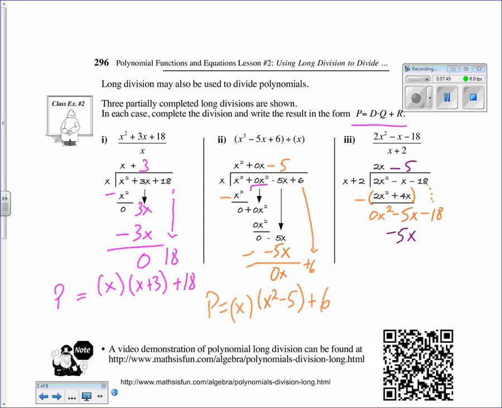Minus 5 times 2 is minus 10. I need to remember I have to subtract that. Negative 5x minus minus 5x, that's 0x. That's what I want to have happened. And negative 18 minus minus 10 is minus 8. So this polynomial can be expressed as x plus 2 times 2x minus 5 with the remainder of minus 8.